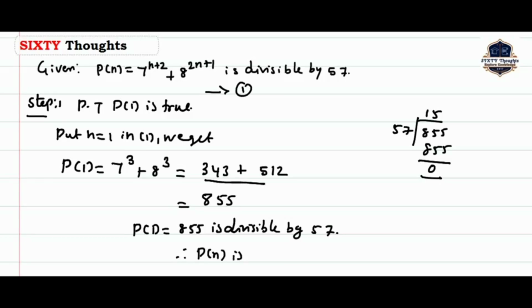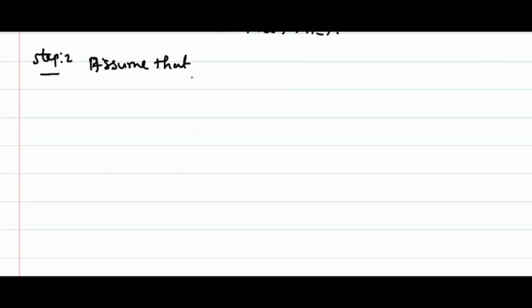Therefore, P of n for n equal to 1. What is step number 1? To prove P of 1 is true or not. If we substitute n equal to 1, we get P of 1 equal to 855. 855 is divisible by 57. Therefore, P of n is true for n equal to 1. So what is step number 2? We assume that P of k is true.